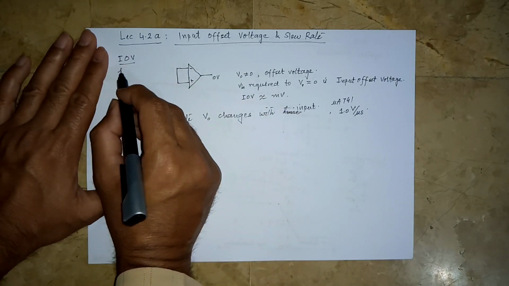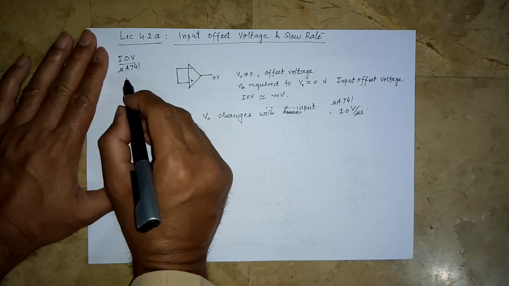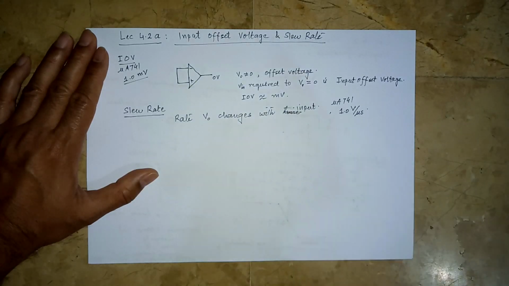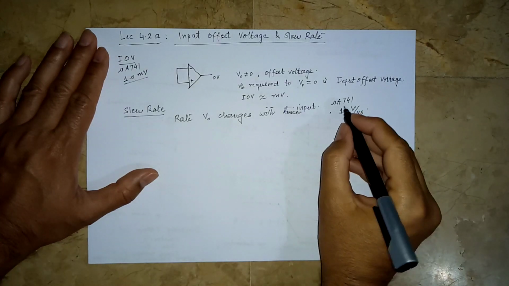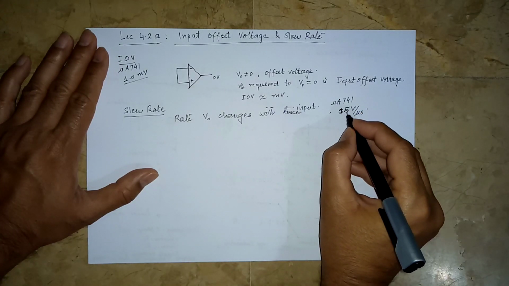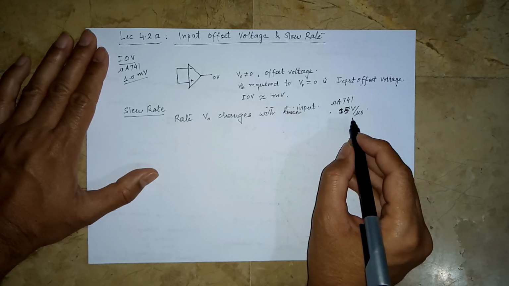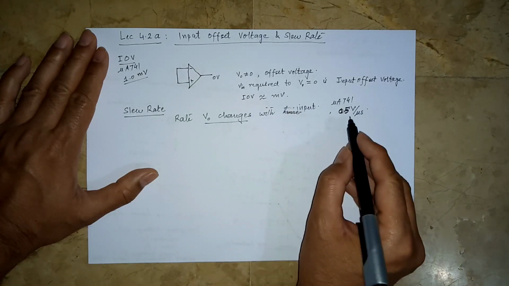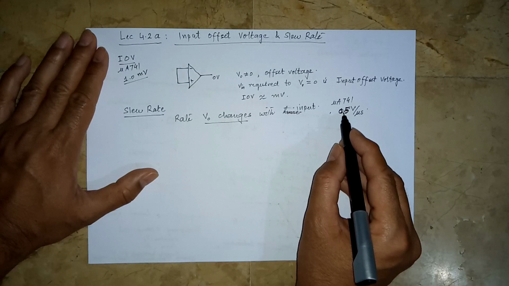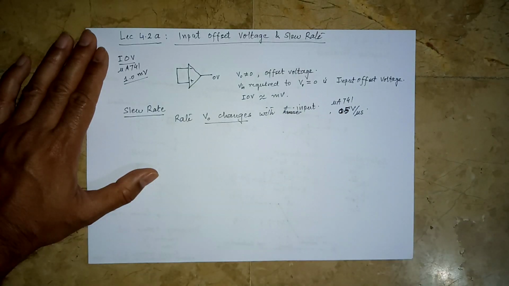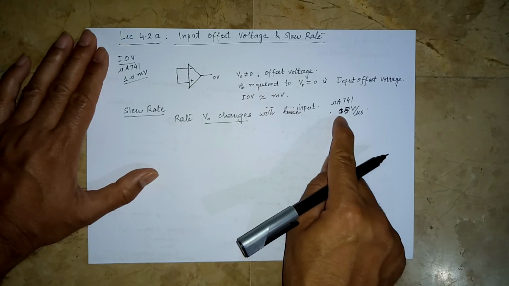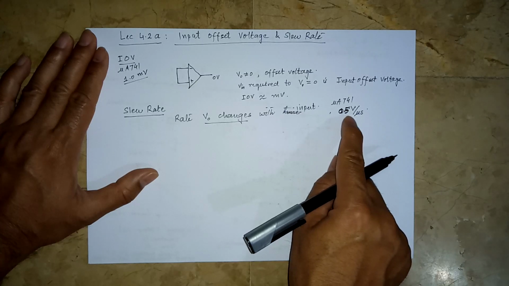So the input offset voltage for the μA741, for example, is 1 millivolt. This has some value, let me look at it. Sorry, it is 0.5 volts per microsecond. What does this mean? This means that the output of the 741 op-amp can change by 0.5 volt only in 1 microsecond. So the input should not be varying at a faster rate than the output can follow.